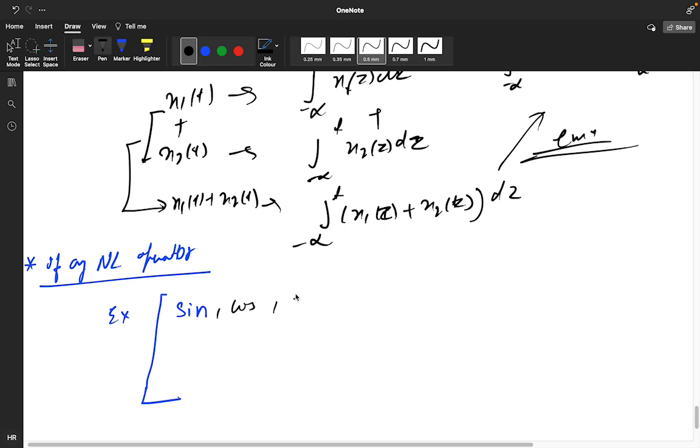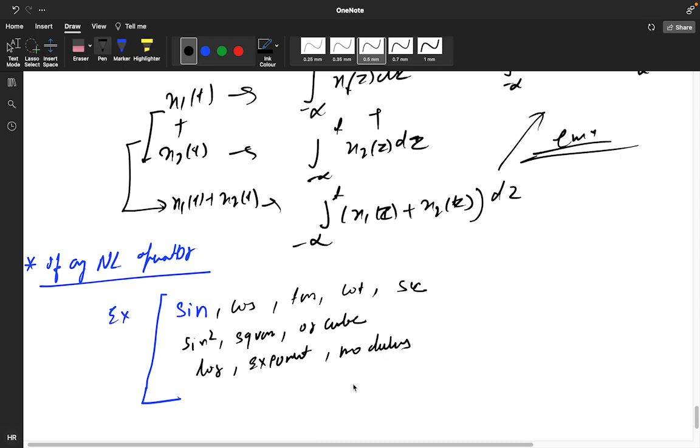Okay, so what are the non-linear operators? Sine, cos, tan, cot, sec, sine square, square, cube, log, exponential. I will give you the example, don't worry. Modulus, sampling function, sinc function, signum function, etc. These are all non-linear operators.